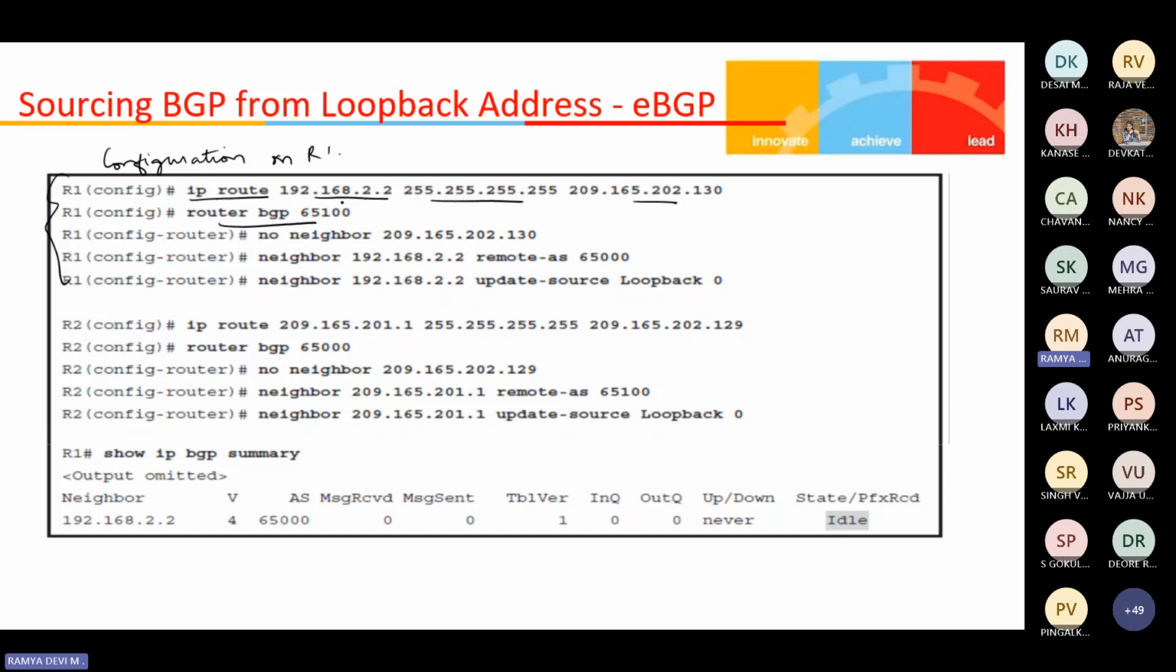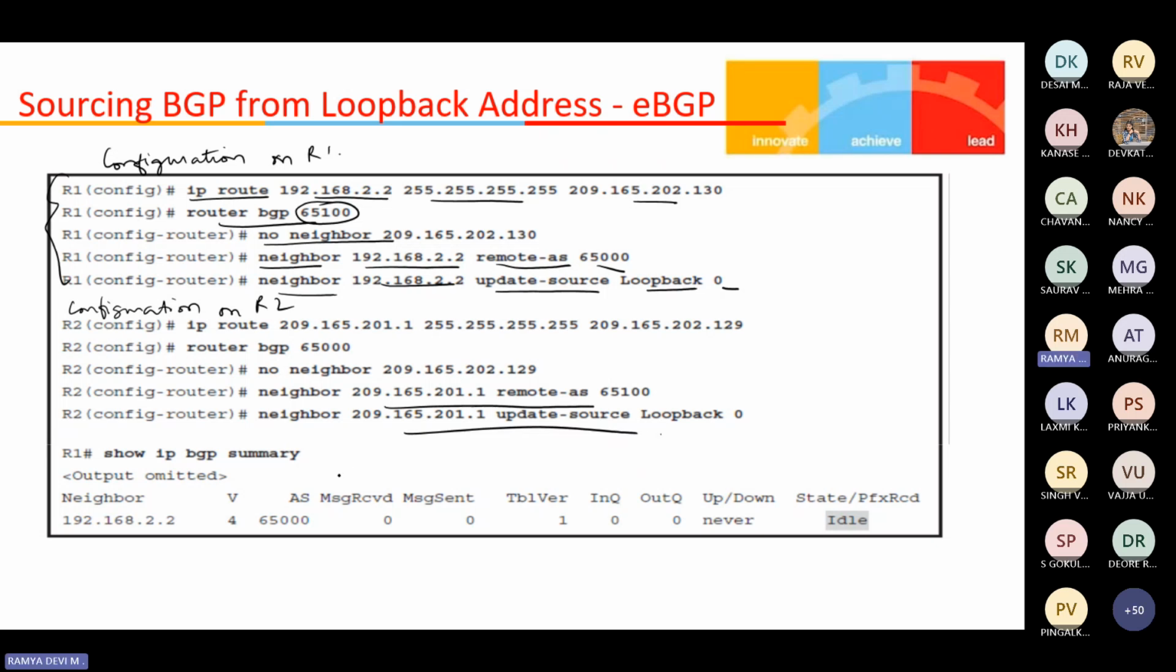So this router is in autonomous system number 65100. There is no neighbor. We are removing that neighbor and we are adding the loopback address. Okay. And this is actually two things we are adding: update source loopback 0. So configuring both the things. This is the one which we do in R2. So configuring the loopback address.